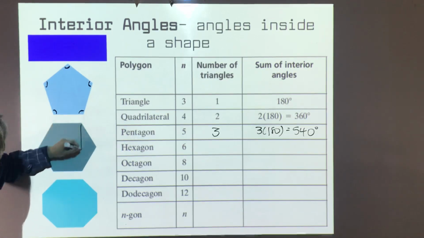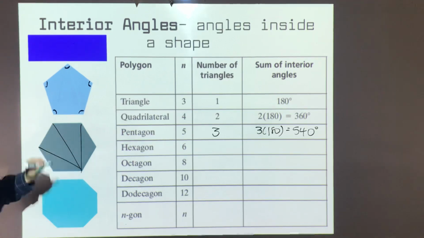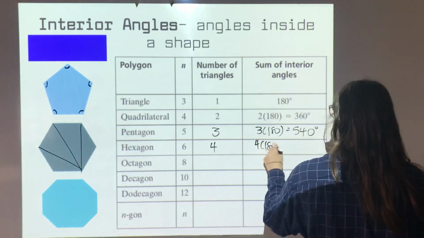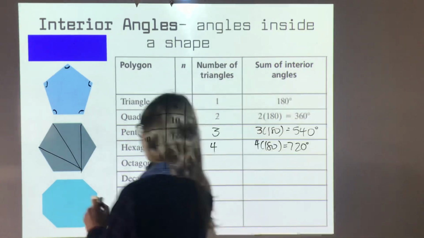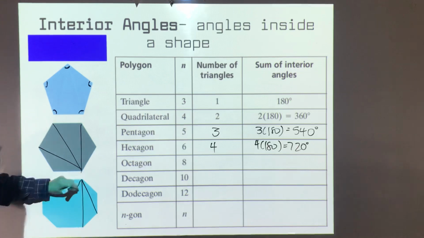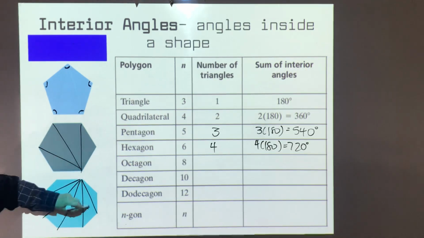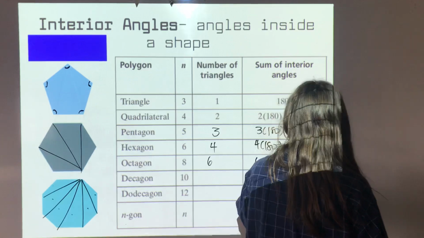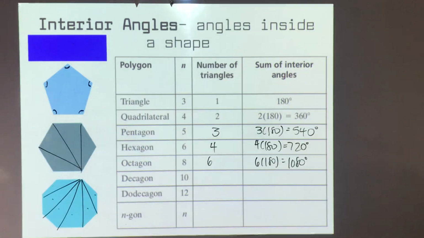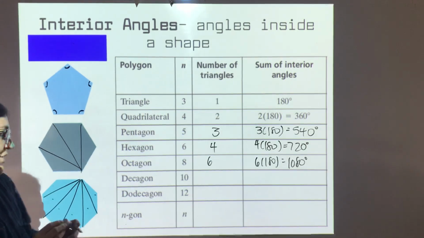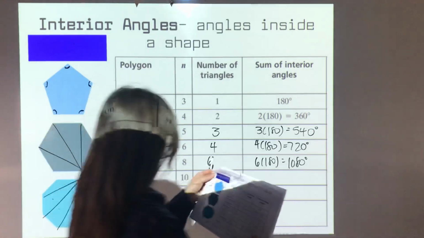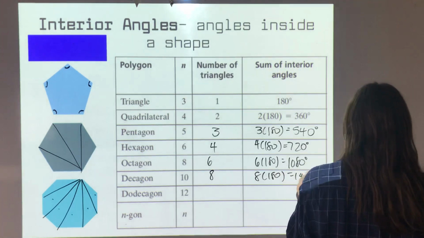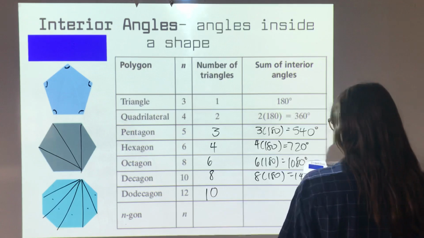So for the hexagon, we have 4 triangles, which then 4 times 180 is 720. Octagon, there's 1, 2, 3, 4, 5, 6 triangles. So 6 times 180 is 1080 degrees. So an octagon will have a sum of 1080 degrees of its interior angles. And continuing on, the decagon had 8 triangles, which maybe you wanted to draw, but maybe you noticed the pattern. 10 triangles in a dodecagon.